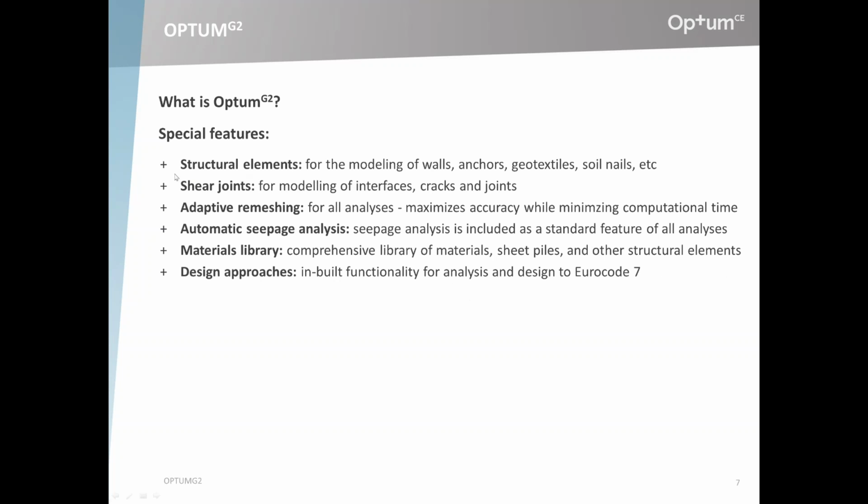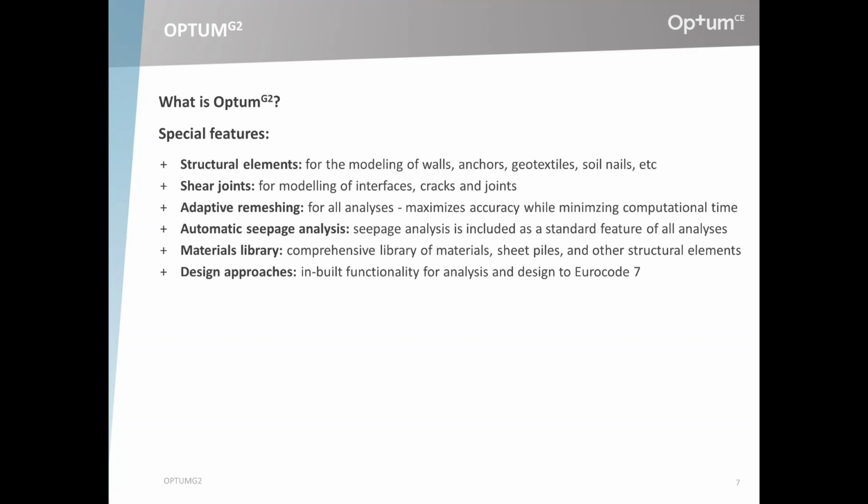Special features, and they're not all that special, but just to say, with regard to structural elements, we have all the elements you need for the modeling of walls, anchors, geotextiles, and so forth. Shear joints for modeling interfaces, cracks, joints, that's especially useful in rock mechanics applications, where it's being used a lot. Adaptive remeshing, again, examples will follow that will illustrate what this is all about, but the idea is to put the elements where the action is, and in that way you can really minimize the computational time while at the same time maximizing the accuracy of your solution.